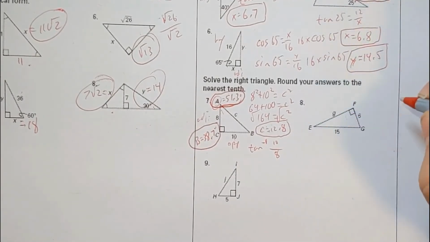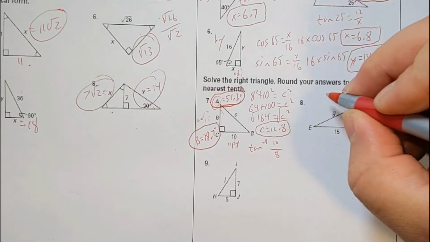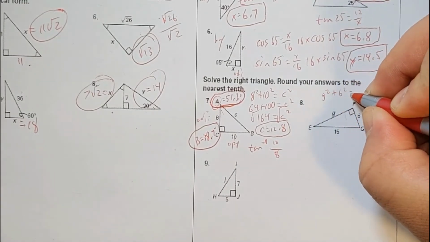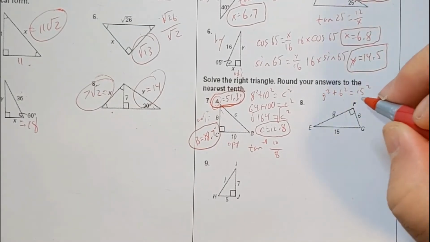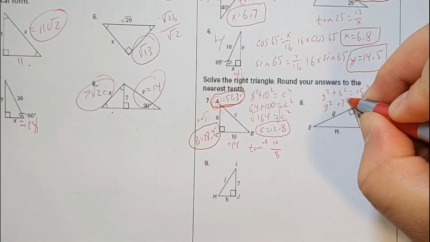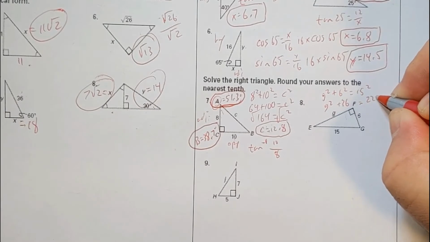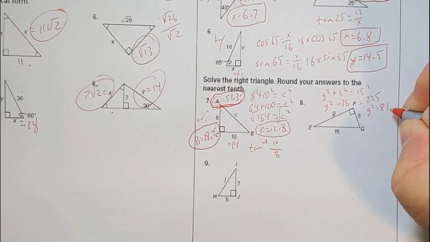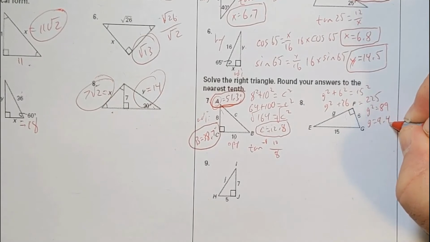Number 8 is going to be the same thing. So we have 2 out of the 3 sides. We're looking for a leg this time. So you're going to go g squared plus 6 squared equals 15 squared. G squared plus 36 equals 225. This time you have to subtract 36 from 225, and you get g squared equals 89, and then square root it, and you get g is 9.4.